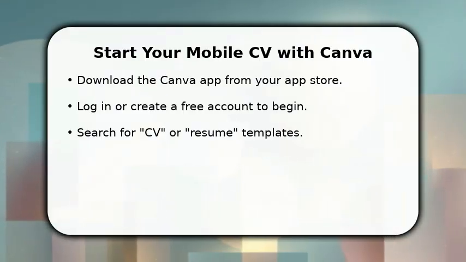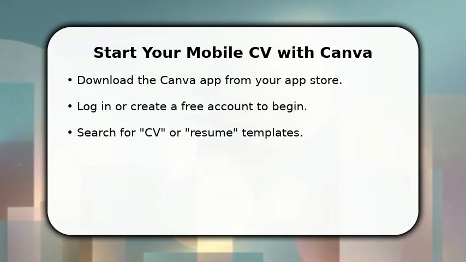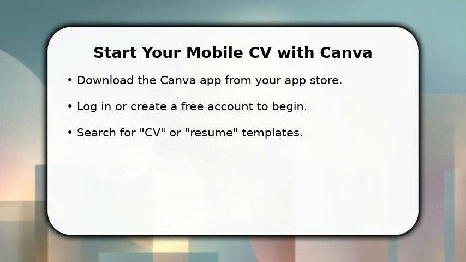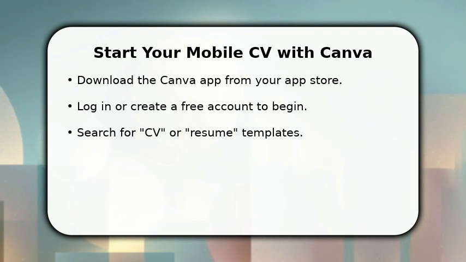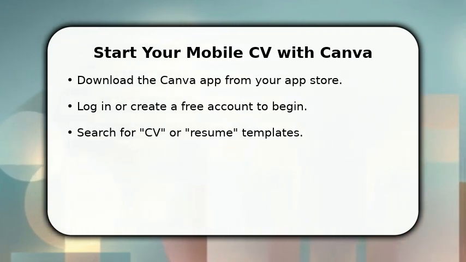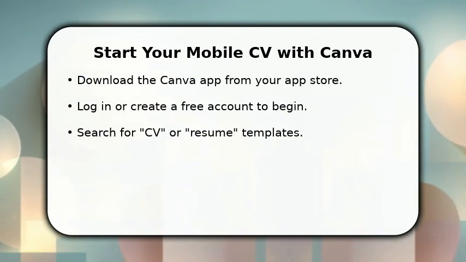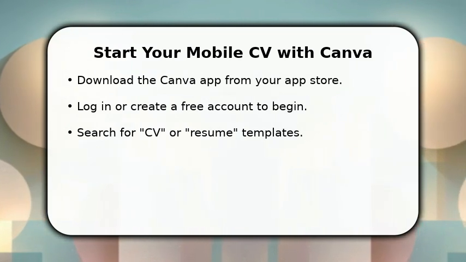In this video, I will explain how to use Canva for CV making on your mobile device. First, download the free Canva app from your phone's app store. Once installed, either log into your existing account or quickly create a new one. Then, use the search bar at the top of the screen to find CV or Resume templates. Canva offers thousands of professional designs to get you started quickly and easily.